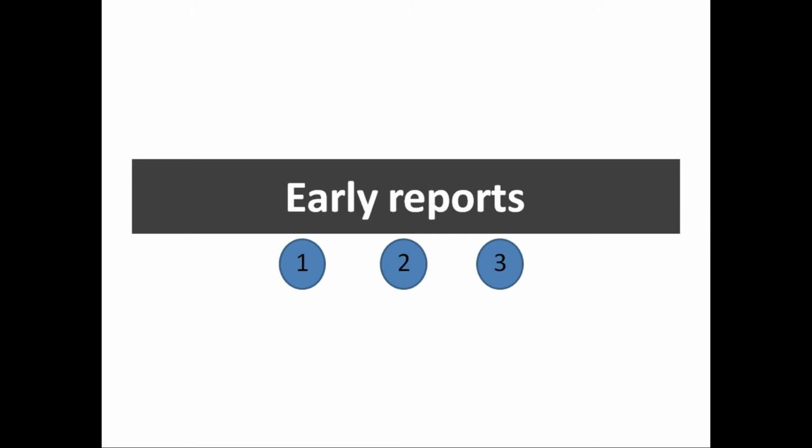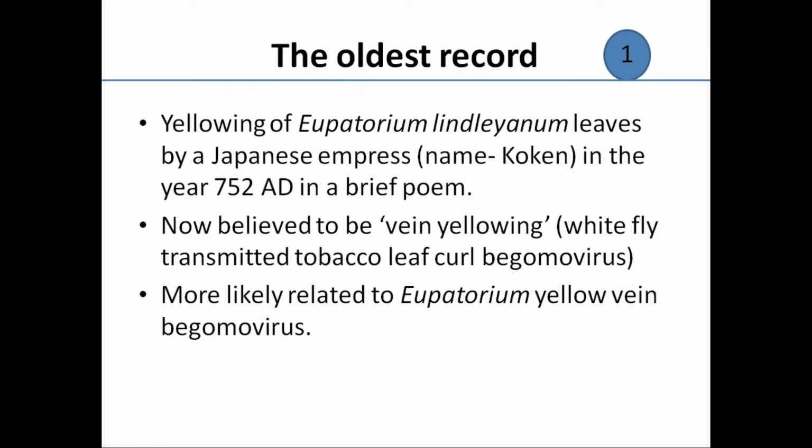However, there are a few reports of plant virus diseases much before that. Now let us see those early reports. The oldest record of a plant virus disease is seen in a brief poem written in the year 752 AD by a Japanese empress named Koken. It was about yellowing of eupatorium leaves.